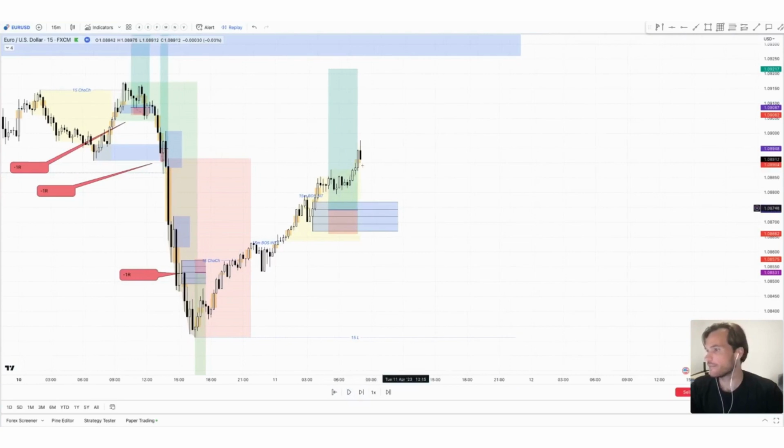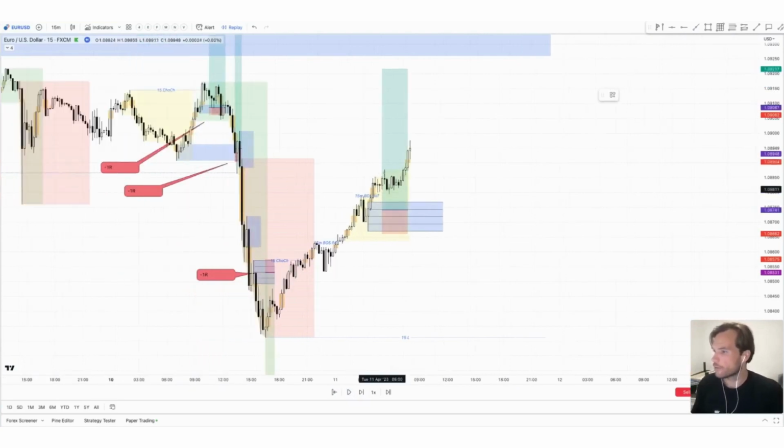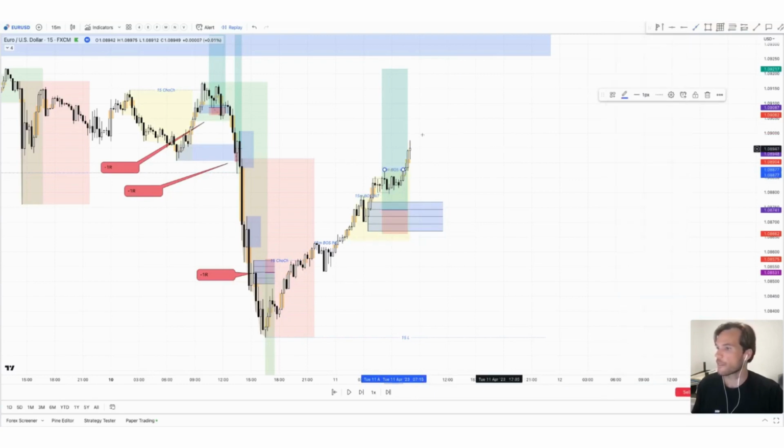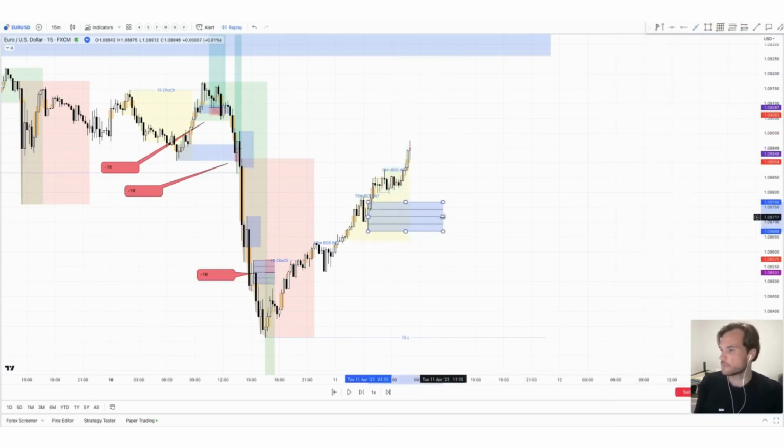Okay. All right. So we never got our pullback. We had a sweep. We had a sweep here, and we had a nice sweep here, and then we had another internal break of structure. So I would remove this order now. I do really like that. I really do still like this order block, especially now with this liquidity over it. Maybe I'd leave this one. Yeah, I'd like that. Leave that one.